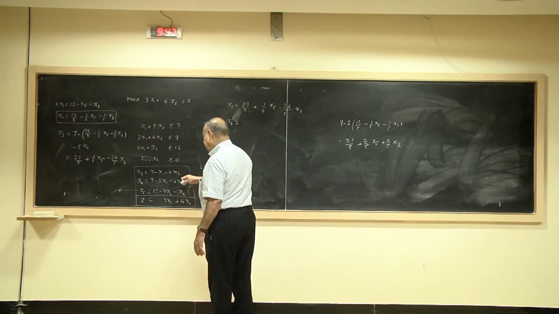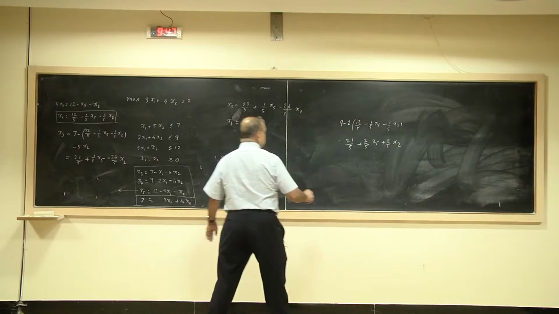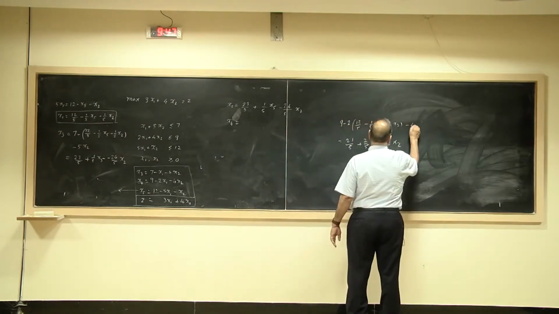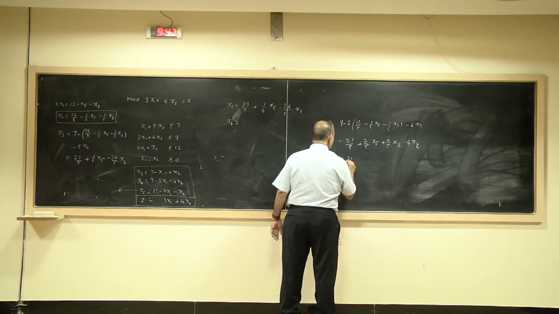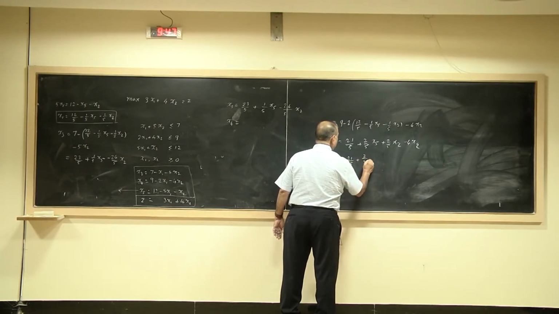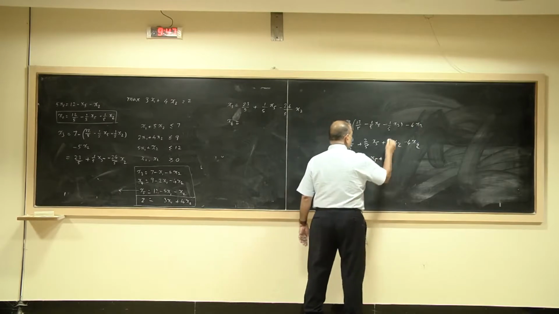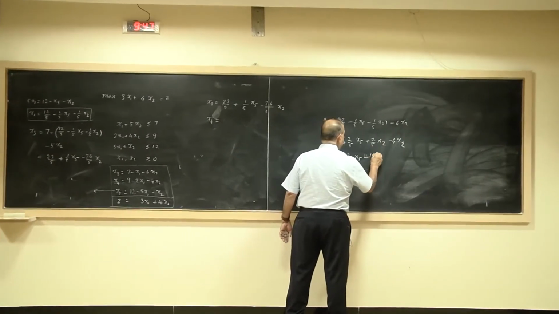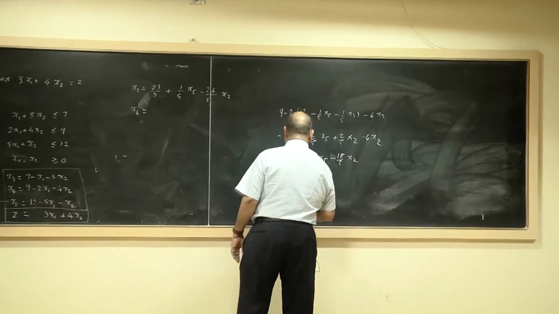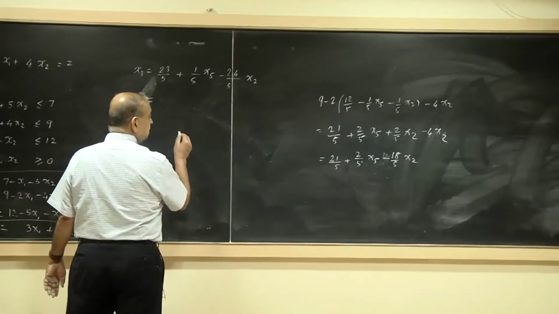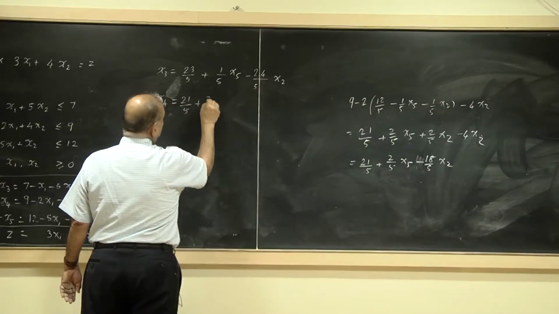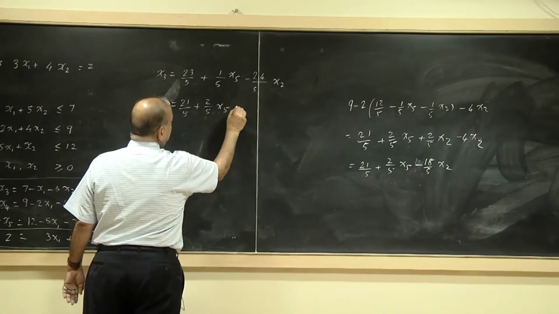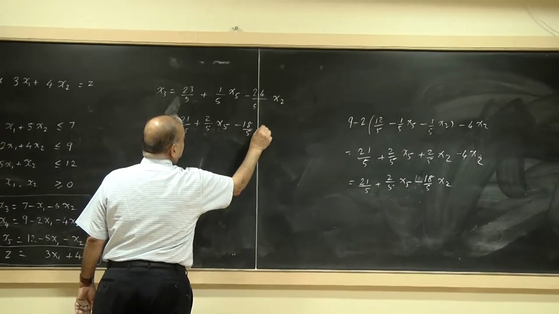This is 9 minus 2x1 minus 4x2. I have to do another minus 4x2. Minus 18 over 5 x2. So x4 is 21 over 5 plus 2 over 5 x5 minus 18 over 5 x2.